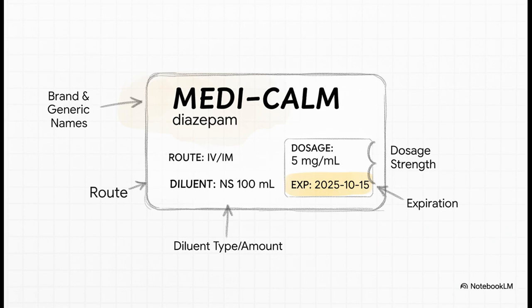This second label introduces a few more things you've got to look for. You've got your brand and generic names, of course, but look closer. You need to find the route of administration. Is this going IV, IM, or is it oral? You also need the exact type and amount of diluent. And finally, when does it expire after you've mixed it? All critical pieces of the puzzle.